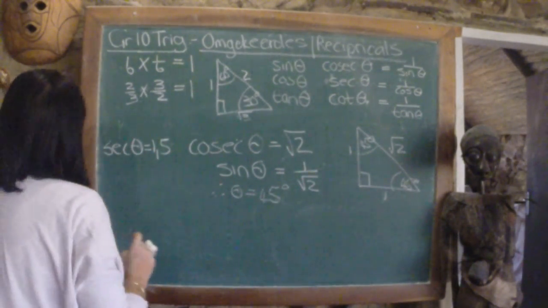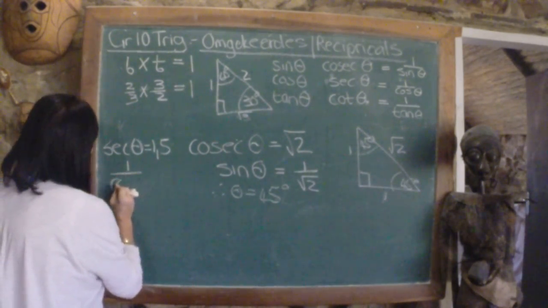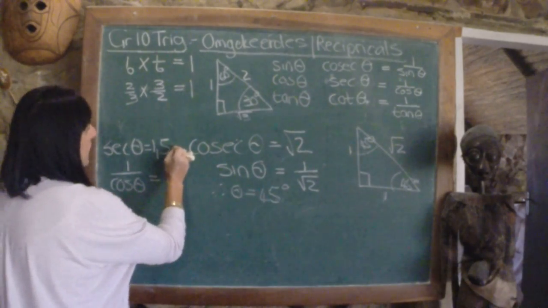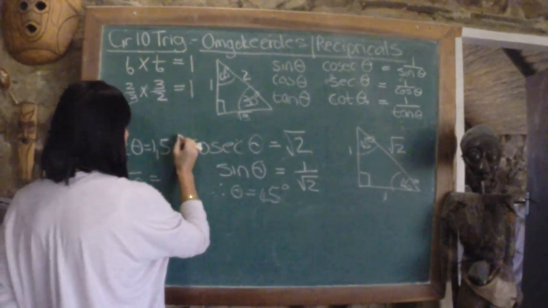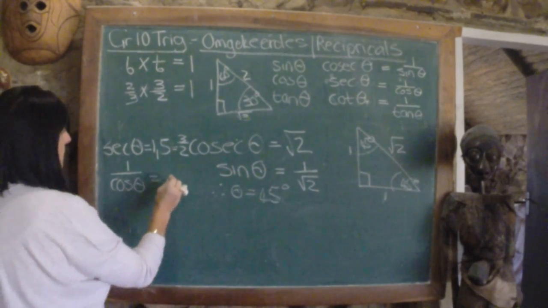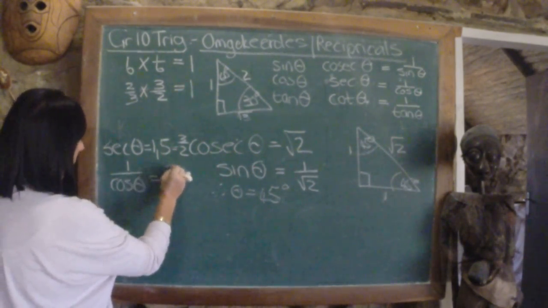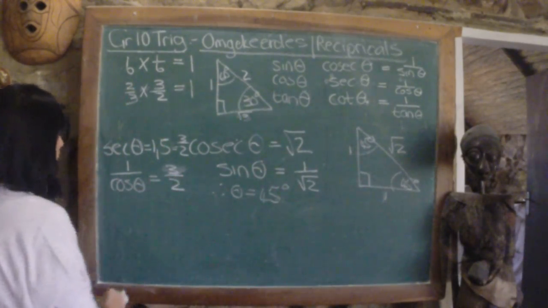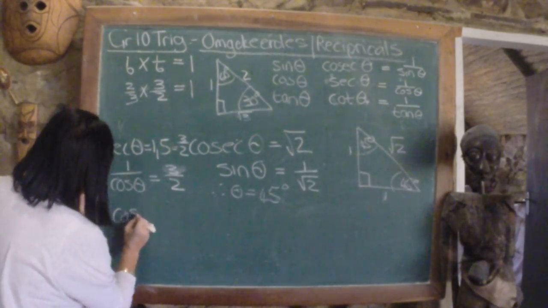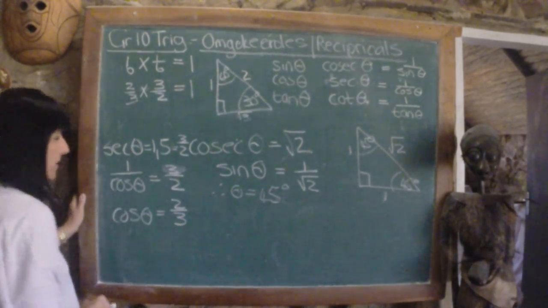So kom ons gaan kyk, sec van theta is 1,5, so 1 op die kos van theta is 1,5 is gelyk aan 3 op 2, reg? So 1 op cos theta is gelyk aan 3 op 2, because that's the same. So cos theta will then be the reciprocal, 2/3.